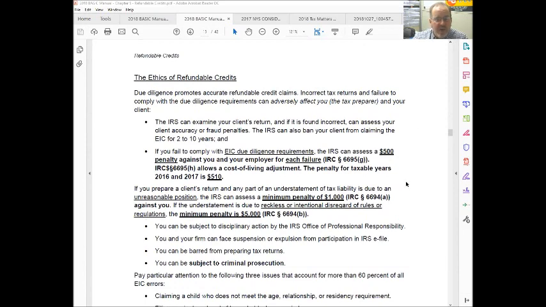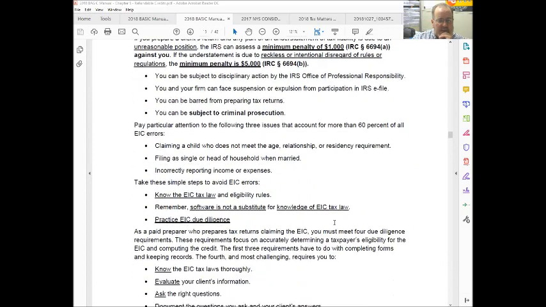As a tax preparer, you have due diligence. So they can penalize you $500 for you and your employer for each failure, and that is now $510. So basically what I'm saying is, don't do it. Make sure you do your due diligence. We're going to talk about things that prove that here in a second, but make sure that you're going through that. So we have all that.